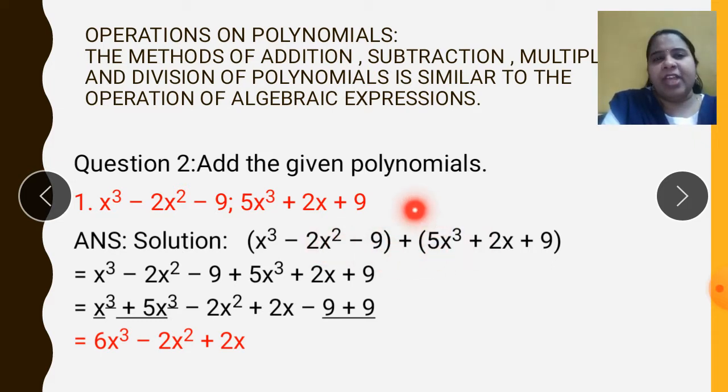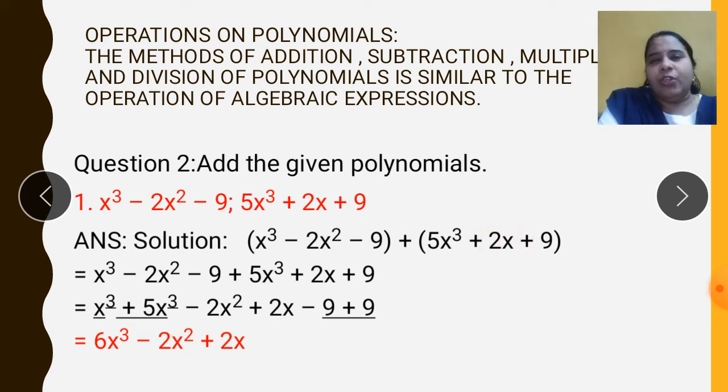Now when we are adding, there is no problem at all with the sign because when brackets will be opened for this, sign will not change. Care has to be taken when we subtract. That also we will see today. So first part is addition. So while adding, there will be no change in the sign at all. So next step will be as it is, you have to write x cube minus 2x square minus 9 plus 5x cube plus 2x plus 9. There will be no change in the sign whatsoever in the first polynomial or second polynomial.